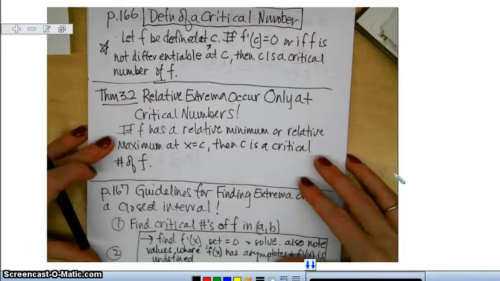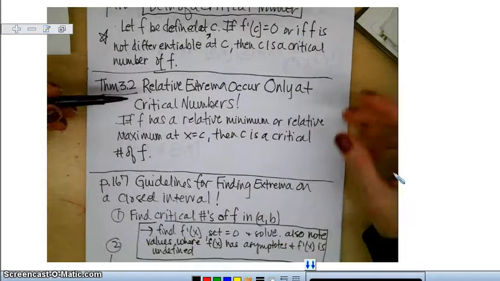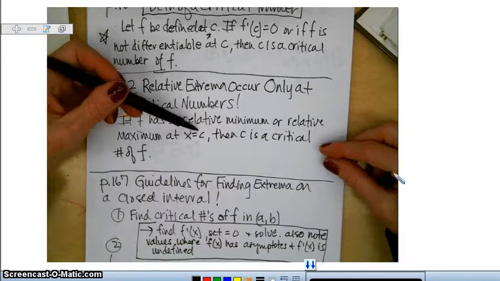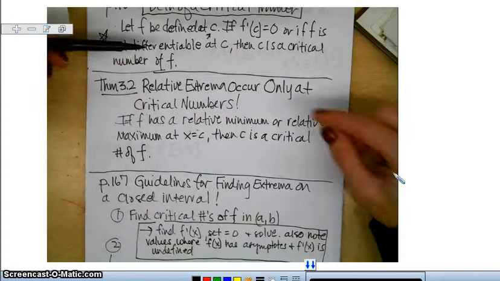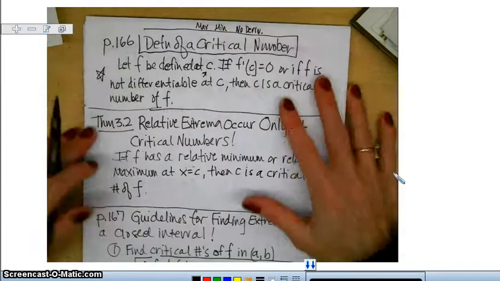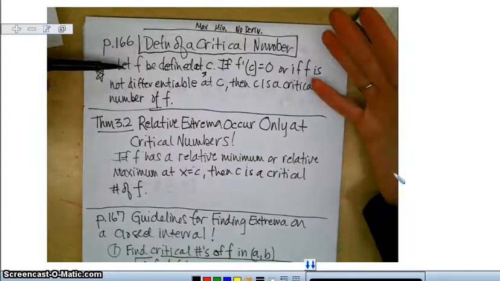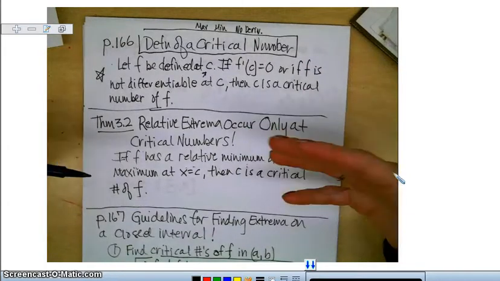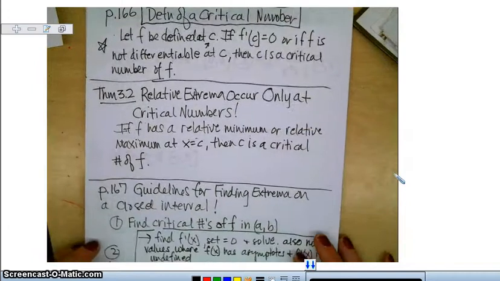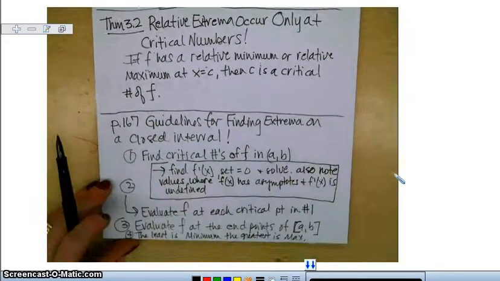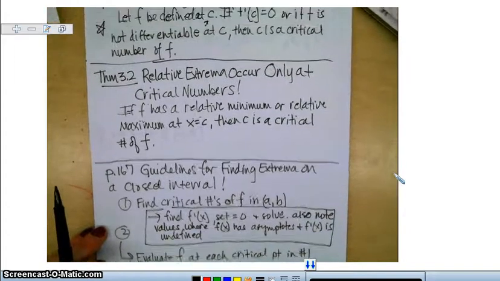All right, so now we have guidelines. Well, I'll read the definition. If f has a relative minimum or relative maximum at x equals c, then c is a critical number of f. It's like these are saying things backwards. If it's defined at c, if the derivative is 0, then it's a critical number. If it has a max or min, then it is a critical number. So it's kind of just restating it. It's important that you know that critical numbers of functions happen where the derivative is 0 and undefined.